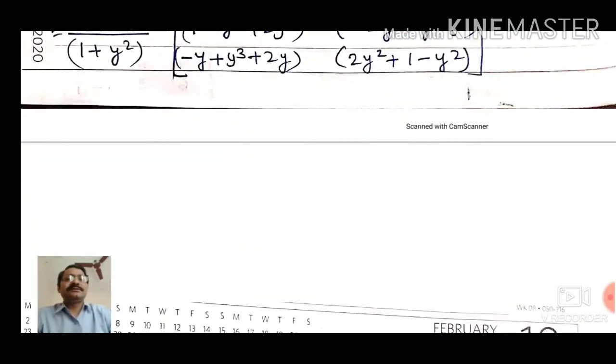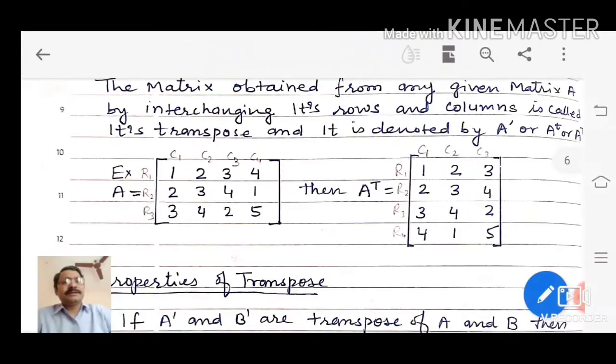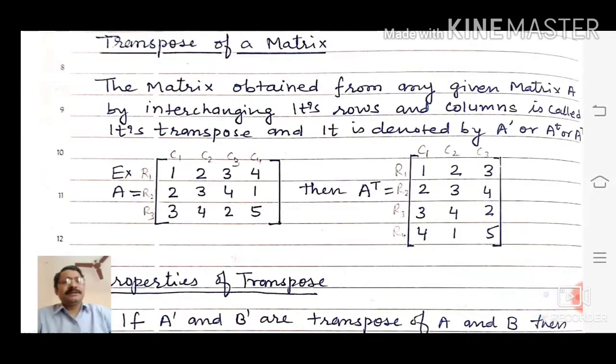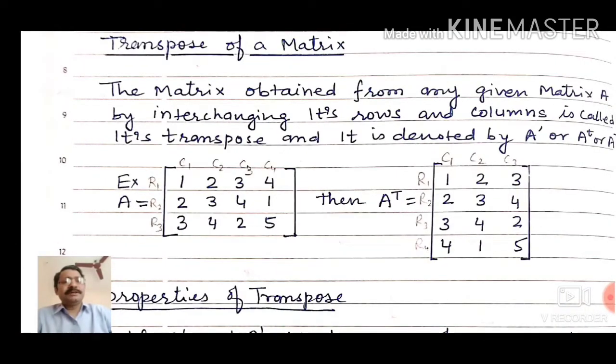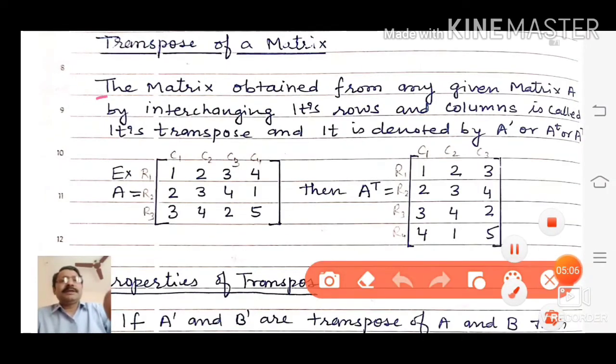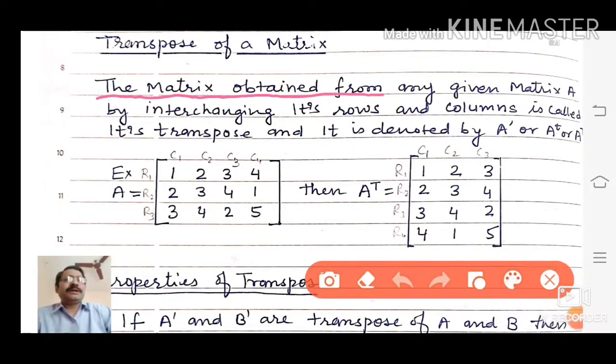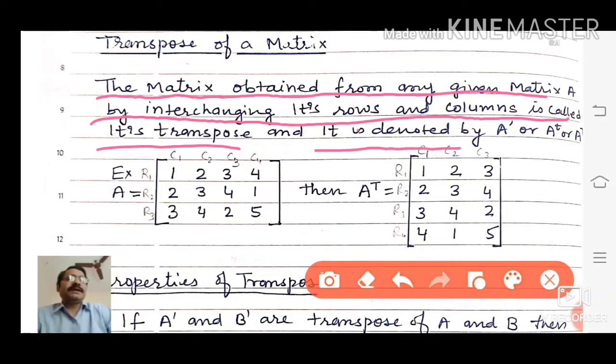Now the transpose of a matrix. What is the transpose of a matrix? First you have to understand: the matrix obtained from any given matrix A by interchanging its rows and columns is called its transpose, and is denoted by A dash, A small t, or A power capital T. You can denote it by any of these.